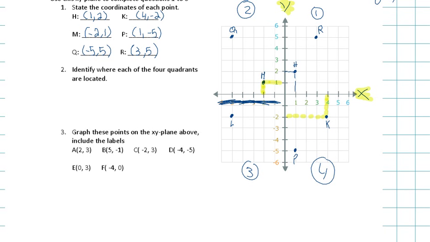I have to be able to look at your axis and know where 1 is. And I need to know where 2 is. I need to know where 3 is. Okay?